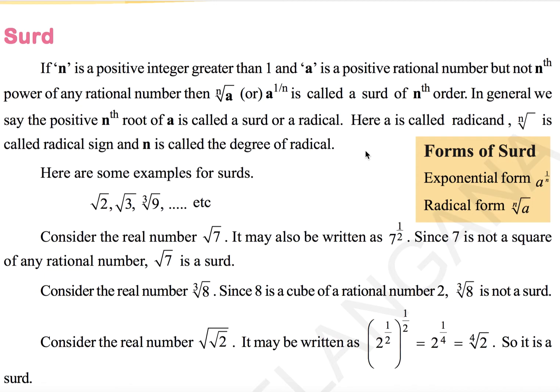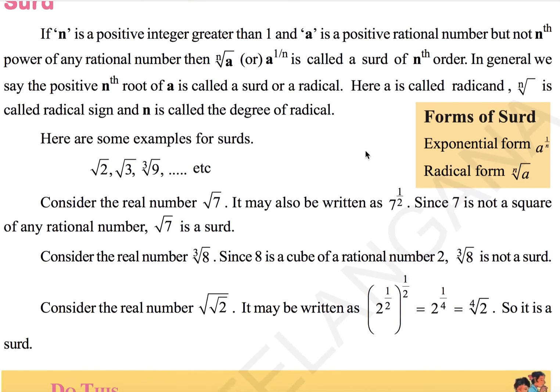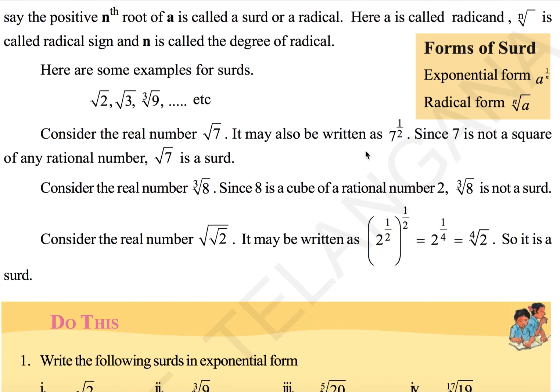So there are two forms of a surd. Exponential form is a power 1 by n. Radical form is nth root a. Here are some examples for surds: root 2, root 3, cube root 9. But square root 9 cannot be a surd.